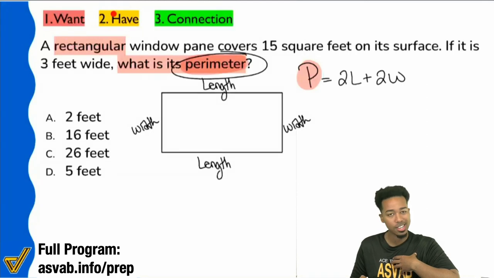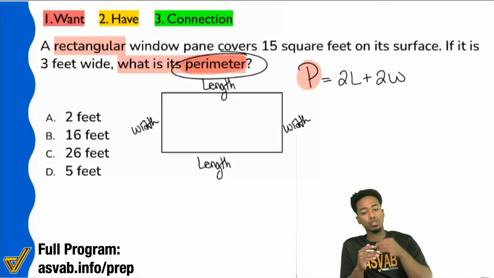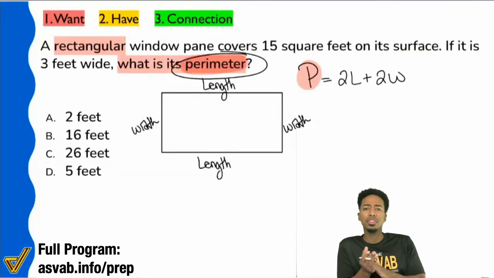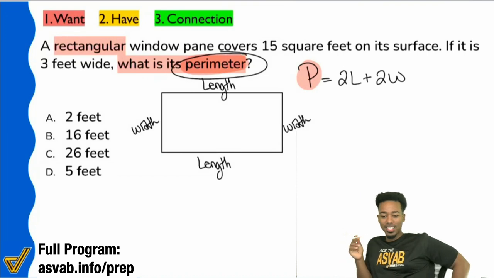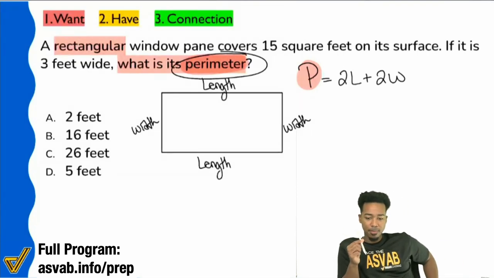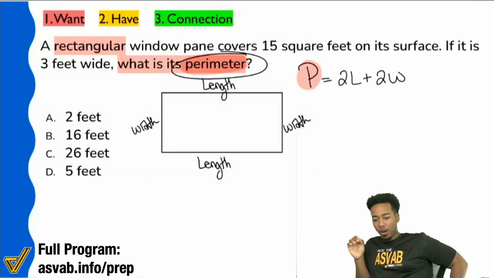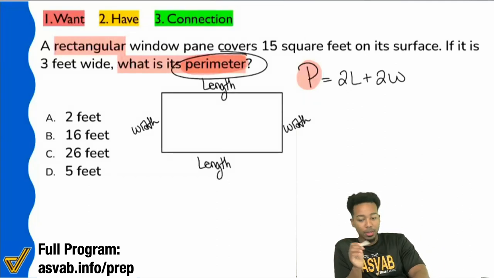Now we're in the second step. A rectangular window pane covers 15 square feet on its surface. Everybody, quick question. Is that going to be the length or the width, the 15 square feet on its surface? What's that going to be, the length or the width? Let's see. Interesting. We have all but two people here saying that, now we have three, four, disagreeing with length or width.